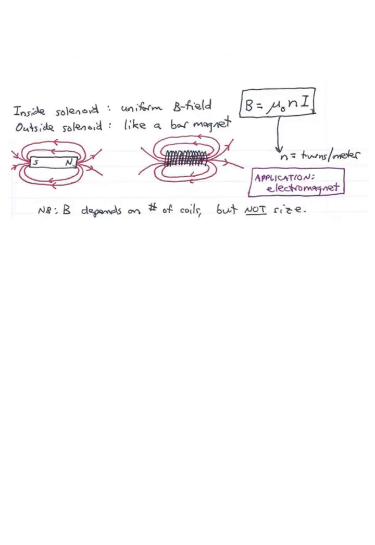Thinking back to the solenoid, inside the solenoid we have a uniform magnetic field, and the magnetic field is given by mu naught times n, which is not how many turns, but how many turns per meter, times the current. Outside the solenoid, it acts like a bar magnet, so the magnetic field is going to be particularly strong at the two different poles of the magnet. Notice that the magnetic field depends on the number of coils, but not on the size.